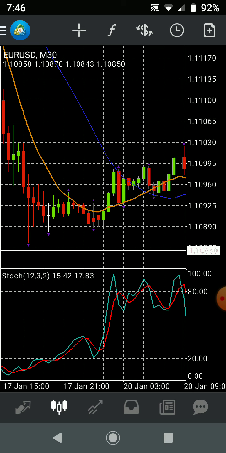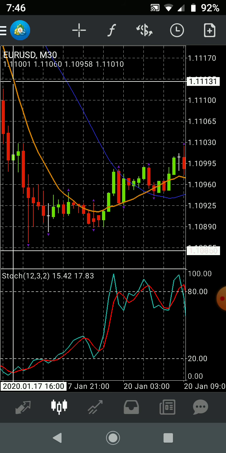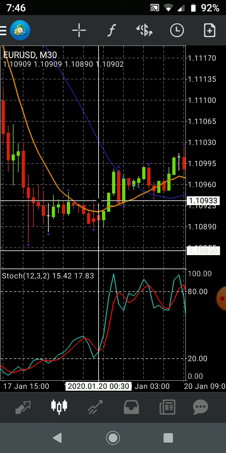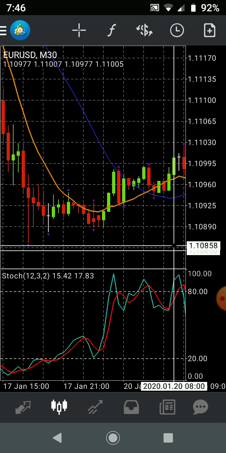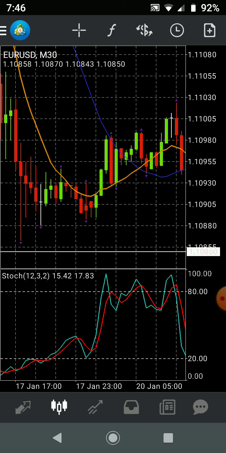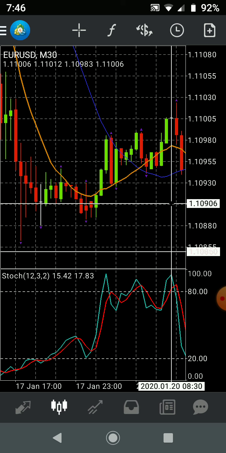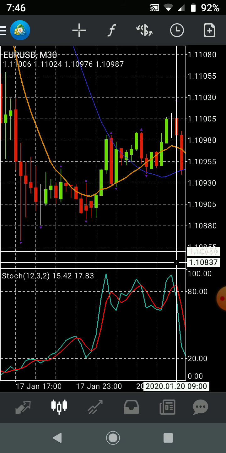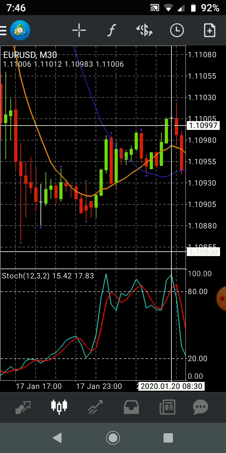I said this is like an A, B, C with a D extension. But what happened now? If you notice here, right there, the stock has this cross. You have a doji here, the doji here.